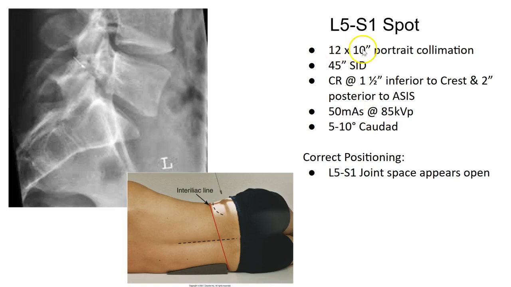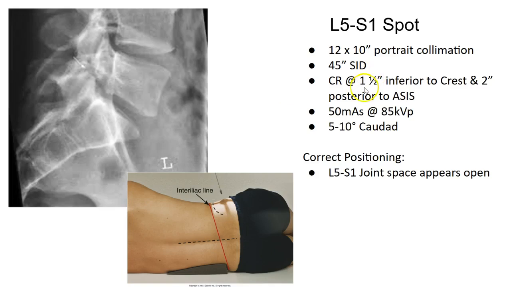So I say 12 by 10. You could collimate down a little bit if you wanted to. We're just really looking for this whole L5 vertebrae and then the top of the sacrum. 45 inches SID. Now, where do you place your central ray?